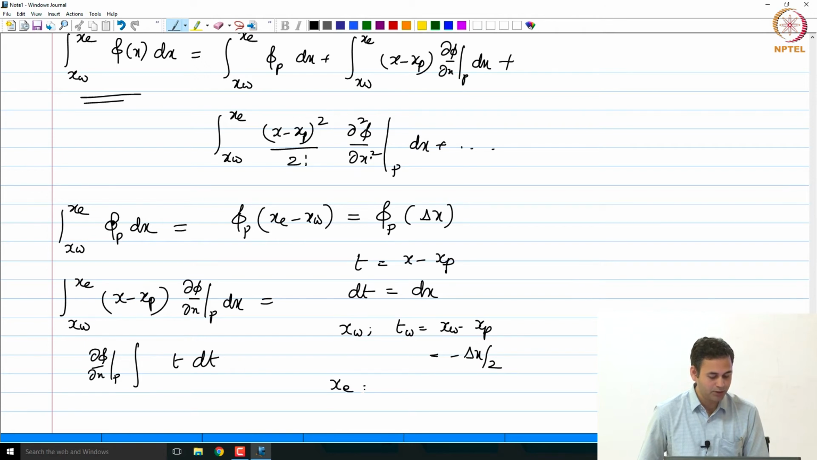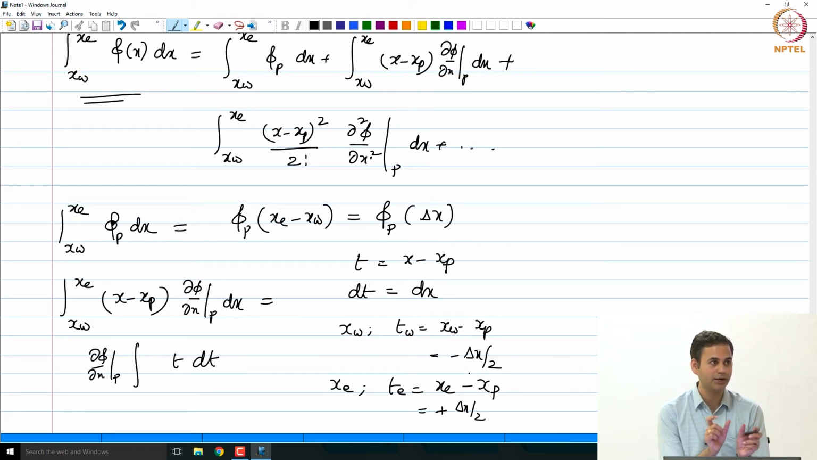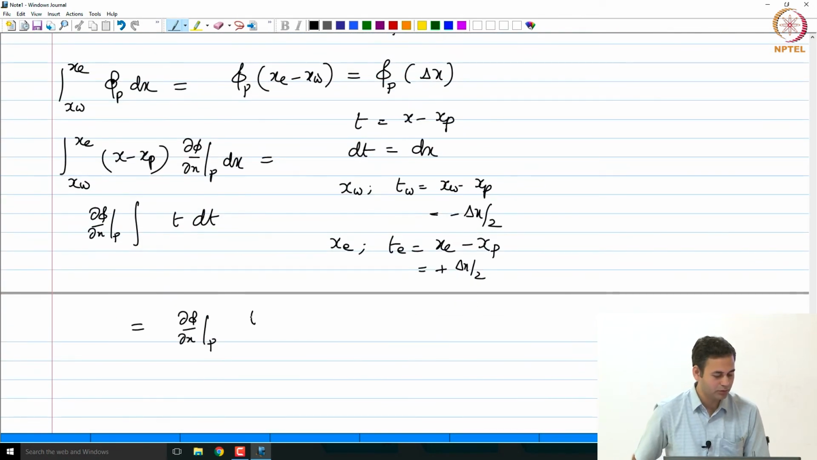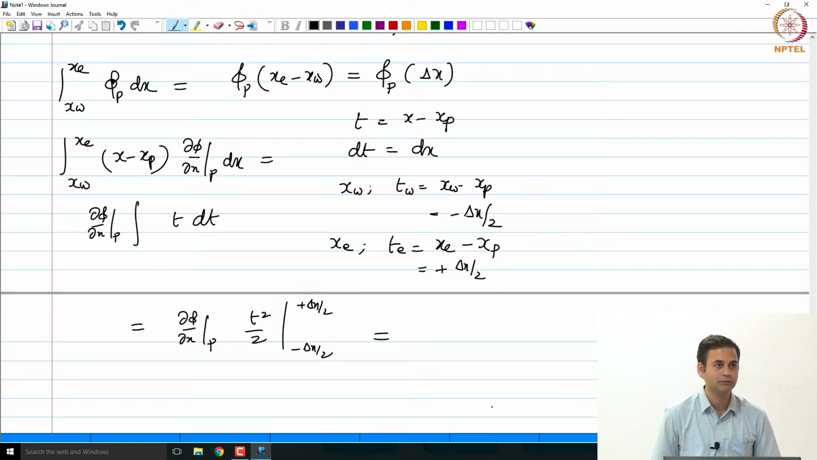Similarly, x east would produce t east, that will be x east minus x capital P, that will be plus delta x by 2. We are changing the limits from x west to x east to about x p, you would get half on each side, minus delta x by 2 to plus delta x by 2, because now your x p is 0. Very good. So, what is this value now? What will be this entire integral? Partial phi partial x at p times t square by 2, going from minus delta x by 2 to plus delta x by 2. What will this be? This will be 0, isn't it? Just have an even function going from minus to plus. This will be 0. Fine.